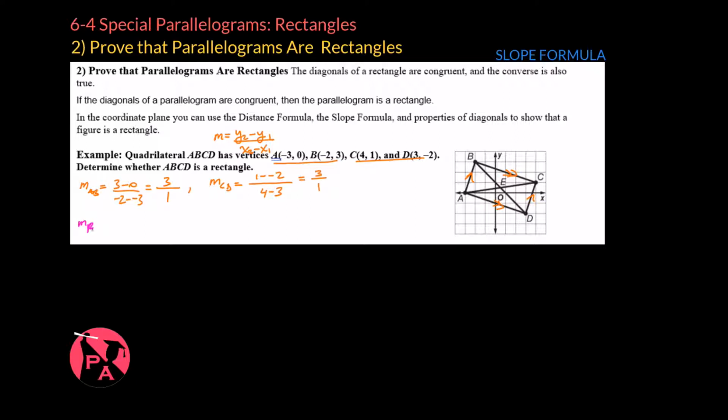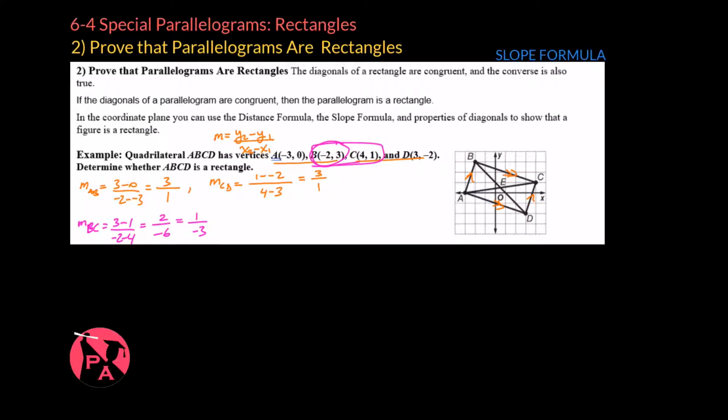BC are these two points. Sorry about that. Subtract 3 minus 1, divided by -2 minus 4, which equals 3 minus 1 is 2, and -2 minus 4 is -6. We can simplify these numbers by dividing them by 2. The top becomes 1, the bottom becomes -3.